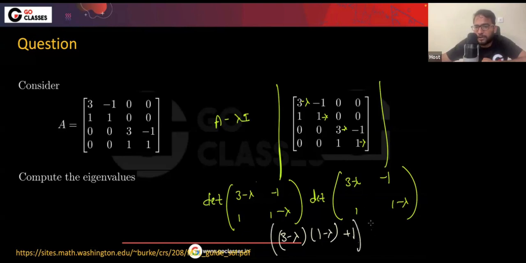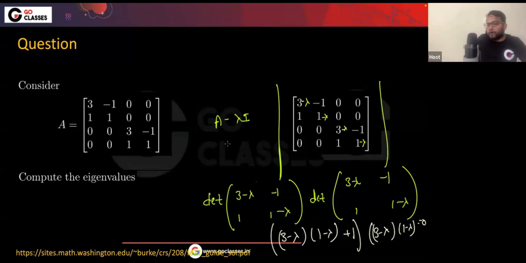And then the determinant of this is 3 minus lambda into 1 minus lambda plus 1. Okay, these are the same matrices, right? So this is just a square of this. So equal to 0. These are the same matrices. So basically, if we want to find the determinant of this whole thing, it will be the determinant of this into the determinant of this.